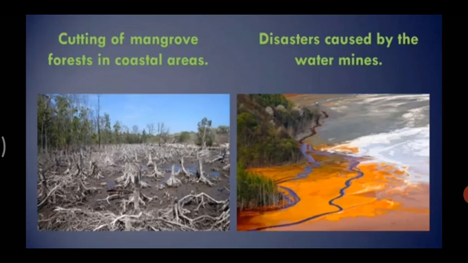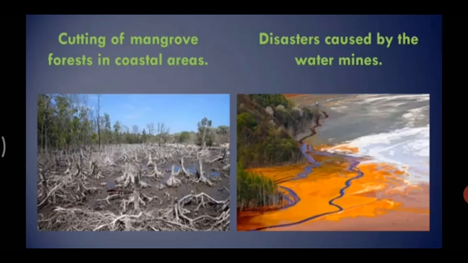Next is cutting of mangrove forest in coastal areas. The mangroves are depleting. They are becoming less, depleting because of sea level rise and coastal erosion. Now, as I told you, mangroves help to what? To protect the coastal areas from huge waves. So we should not cut mangrove forest.